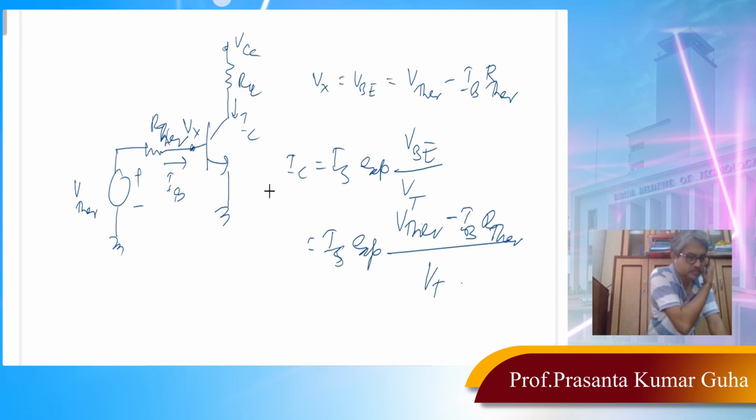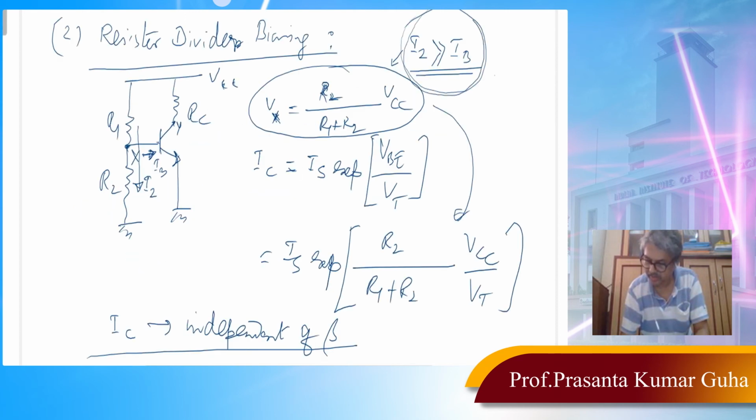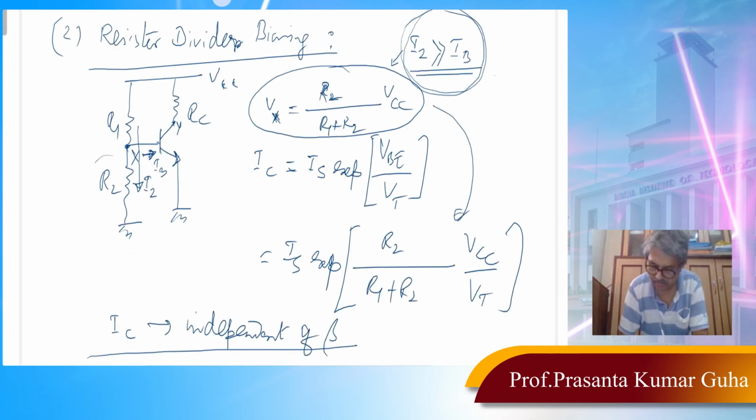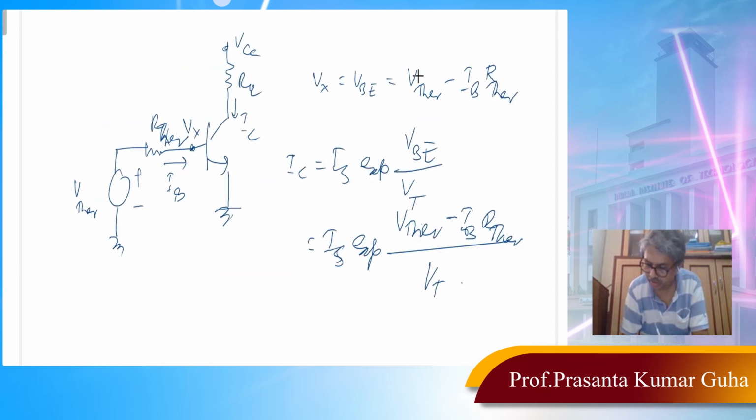Okay, now the thing is here, if this condition is not valid, then you see IC will depend on beta. Okay, IC will depend on beta, and if there is variation in R1 and R2, particularly if there is variation in R2, then it is possible to show there will be a lot of variation in this biasing, or in the Q point. If there is variation in R2, there is a lot of variation in the Q point, because Vx will change considerably.